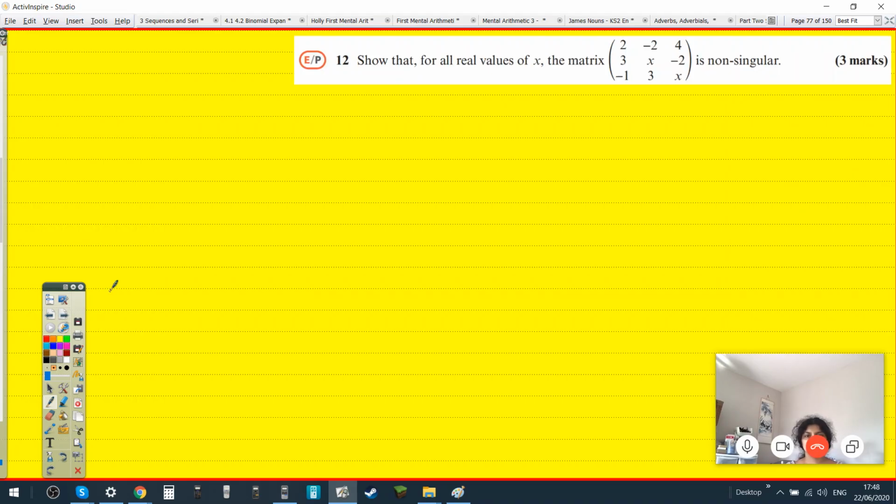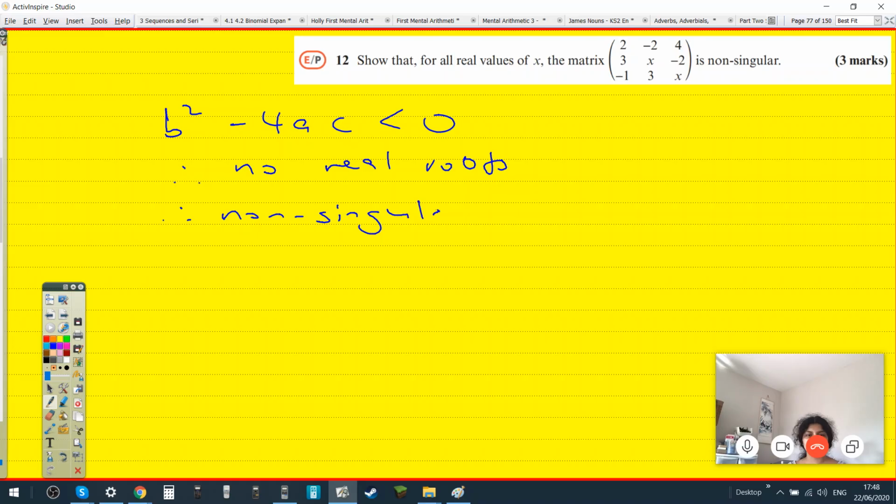This one is non-singular. It's not equal to 0 ever. That's what non-singular means. When is it quadratic? B squared minus 4AC is less than 0, so no real roots. Wait, that's the determinant as well. Why do they give things the same name? Isn't that called the determinant as well?